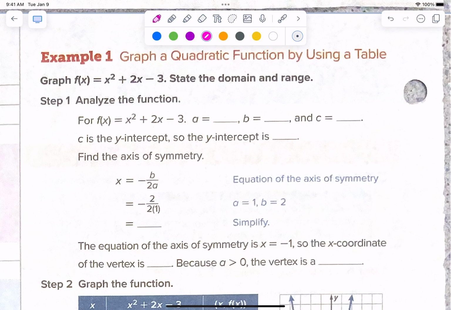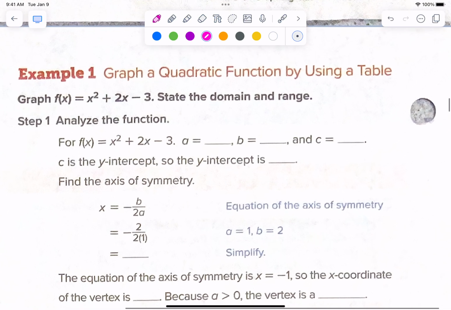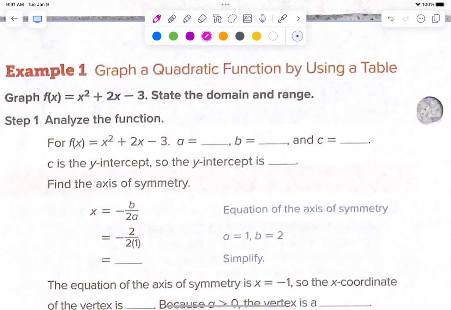We're going to break this one down. This is going to take a little bit of time to do. Example 1, they want us to graph this thing and then state the domain and range. Don't try to do the domain and range first. You have to graph him first, okay?